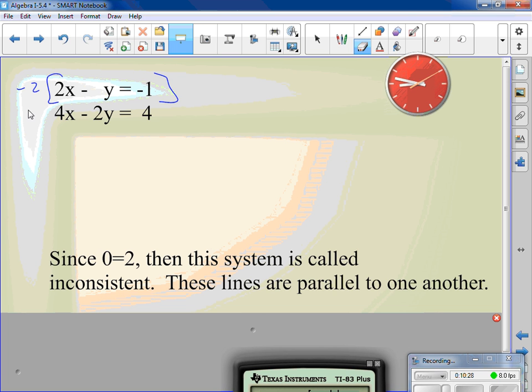Some people might do substitution and rearrange. If you do substitution, you might get a different number. Just because you got 0 equals 2 and the person next to you got 0 equals 6 doesn't mean one's right, one's wrong. You both technically have the same answer, but it's what your work matches with.